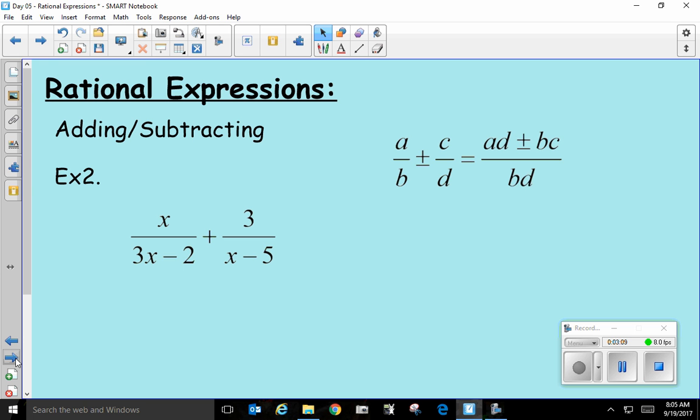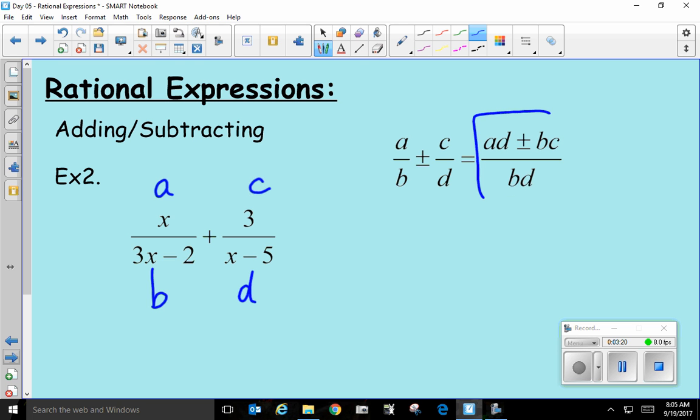So, what does this tell you? If this is A, and this is B, and this is C expression, and this is D. If I set this up, that would help me add and subtract, because to find a common denominator between both of them, I have to multiply them together. And it can get crazy. Well, let's do our little shortcut here. A times D.